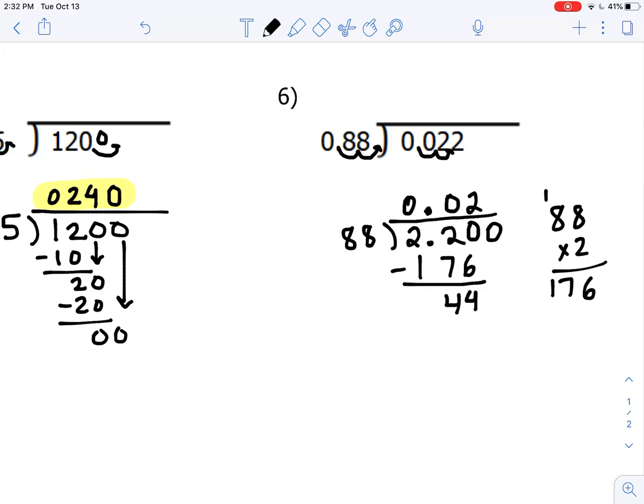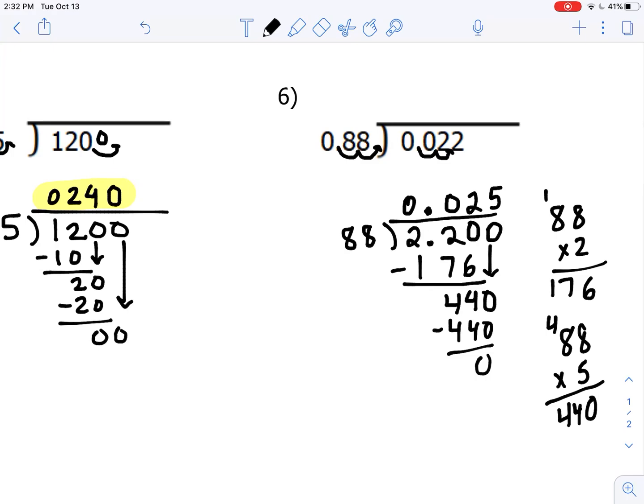I'm going to add a 0 here and bring it down. And let's try 88. I'm going to try times 5 because 88 is close to 90. 90 times 5 is 450, and that's pretty close. So 5 times 8 is 40. Carry the 4. 5 times 8 is 40, plus 4 is 44. So it goes in 5 times. And we have 0 remainder, so we can stop dividing. And our quotient is 25 thousandths.